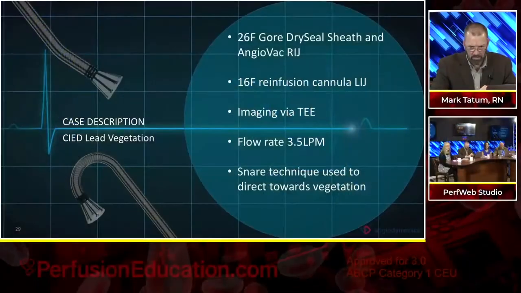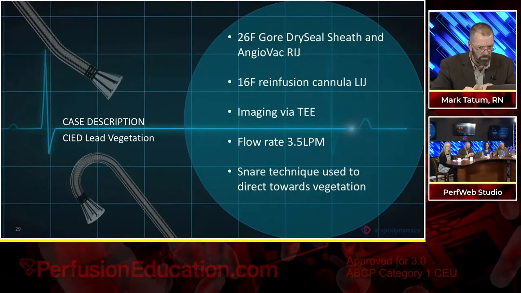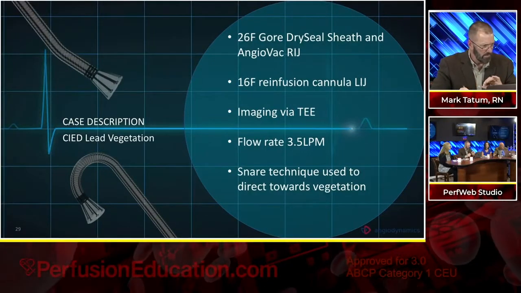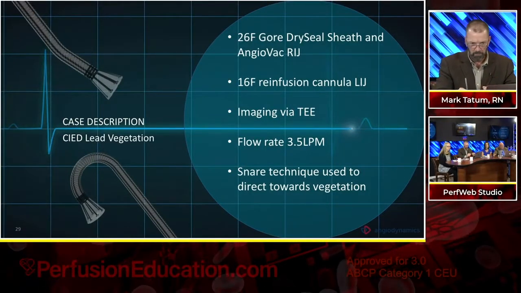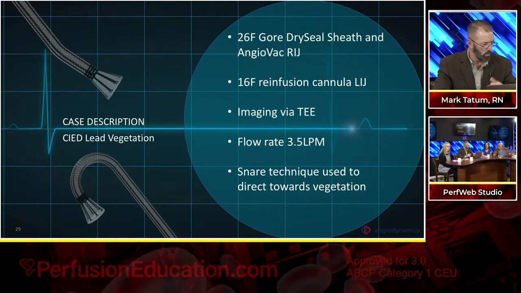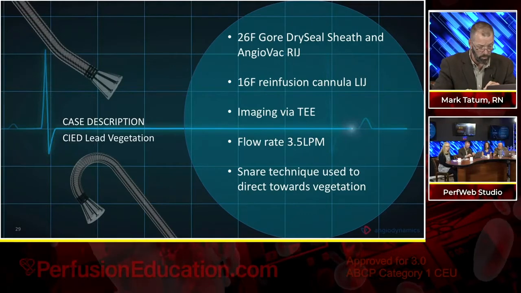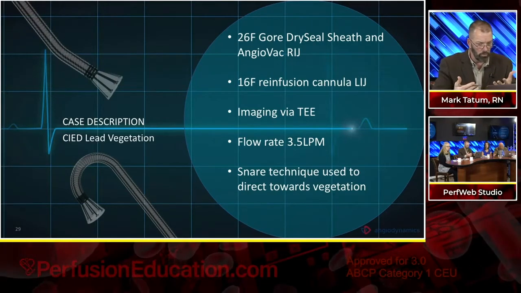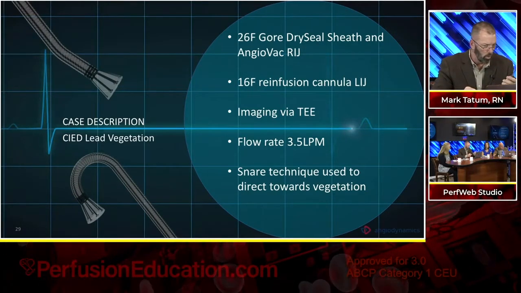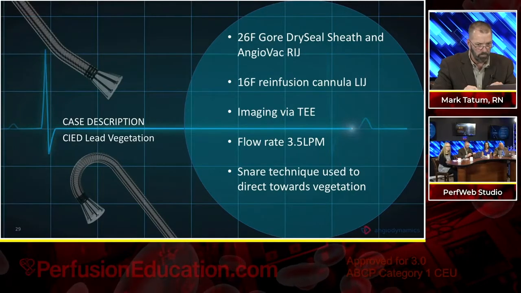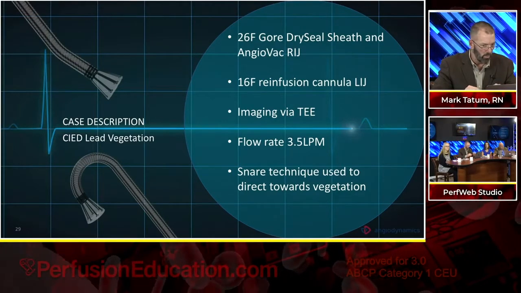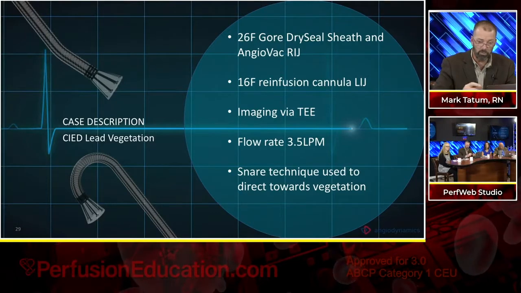All right, snare technique used to direct towards the vegetation. I am going to say that the snare technique that we used to use was really necessary with our second generation cannula, which we're going to go over in just a couple of minutes. With our newer third generation cannula, which you've seen on all of our slides today, you can direct that anywhere from about 45 degrees all the way to 180 degrees.